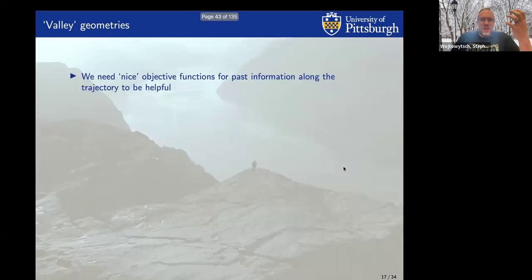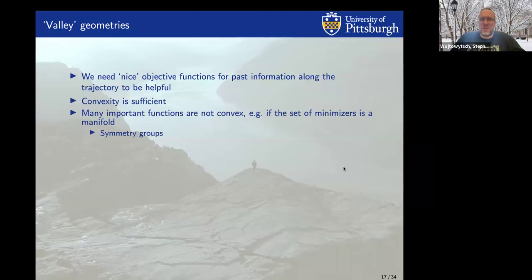And well, we can arguably understand that we need some sort of nice structure in our objective functions, because we are keeping a memory of the gradients that we've seen before. We are integrating information from previous time steps into our next time step. And that's only really going to work if our function is not chosen in a crazy adversarial manner. Convexity is clearly sufficient, but many important functions are not convex.